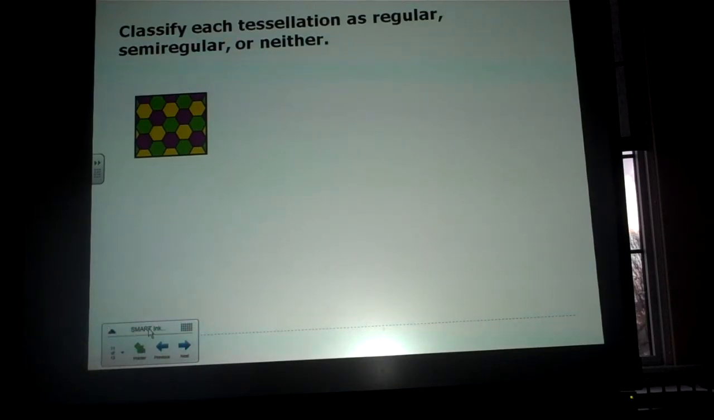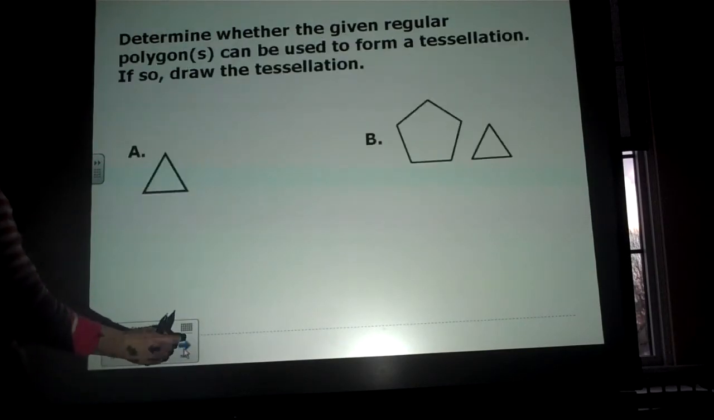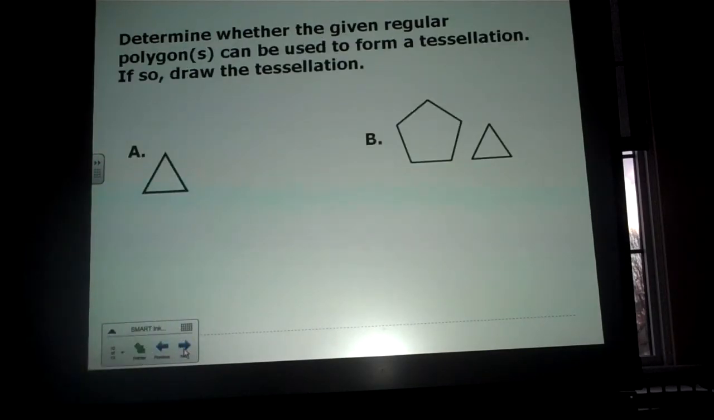Alright, what about this one? You have only hexagons, so it is regular. Hexagons are a regular polygon. Okay, now we're going to determine whether the given regular polygons, they're telling you they're regular, can be used to form a tessellation. If so, draw the tessellation.